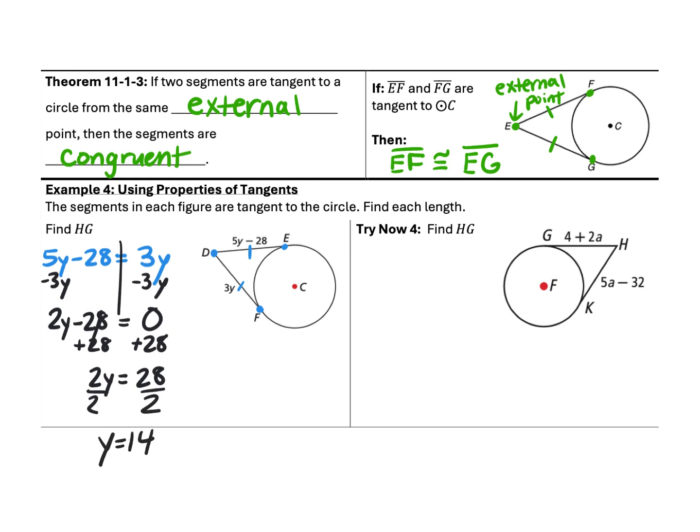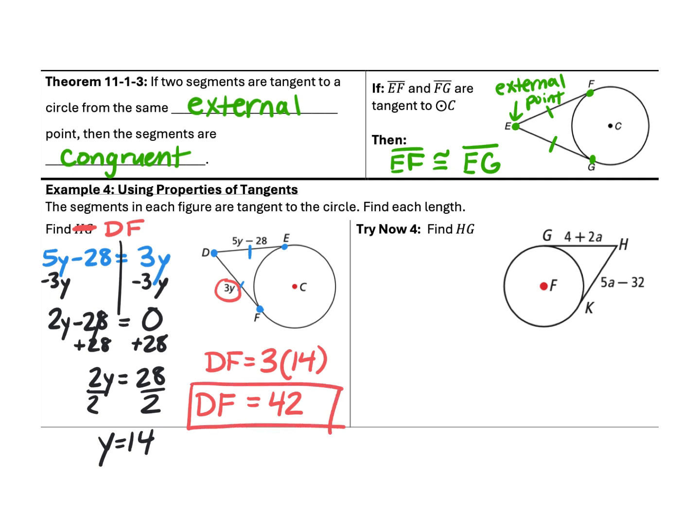The question asks us to find, that should say DF. And to find DF, we can just plug in that 14 into this expression right there. So 3 times 14, and that is 42. So the length of segment DF is 42 units. Now, if we were to calculate the length of DE, 5 times 14 minus 28, that would also equal 42. So both of them should be the same. You might want to just plug it into both and make sure that you get the same answer. That will tell you that you did your algebra correct.